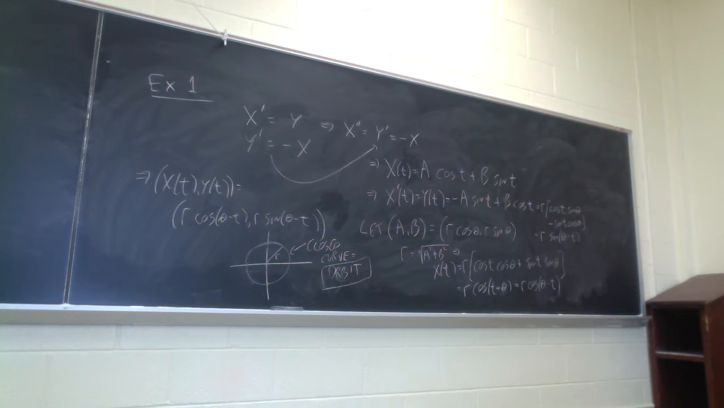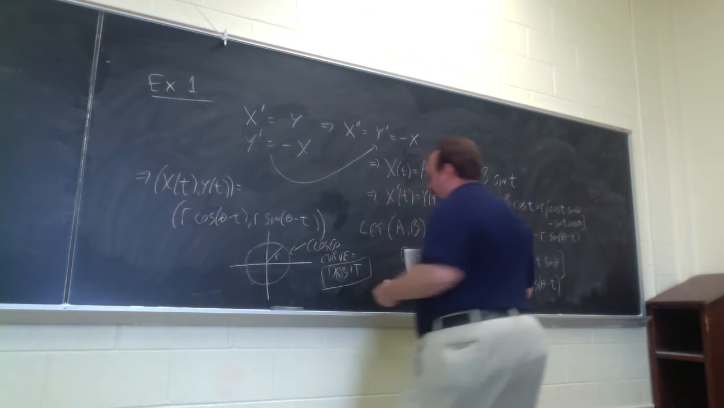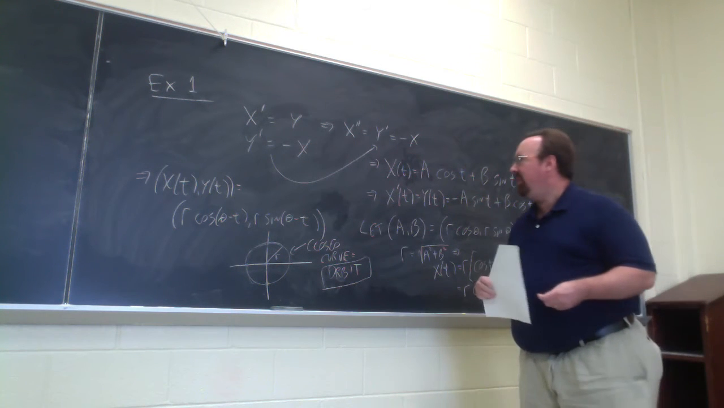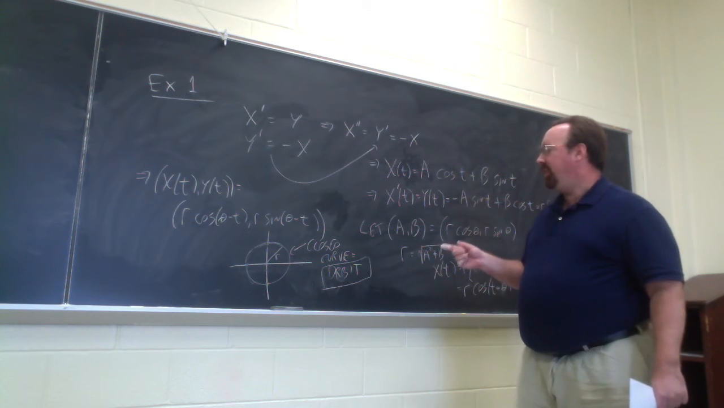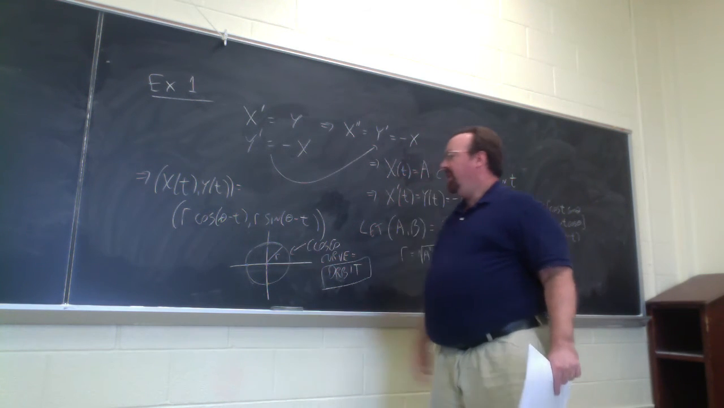Okay, so this is one kind of behavior we can expect to see in certain dynamical systems. We might get this closed curve, we call it an orbit. And in this case, depending on the initial point, we could get an orbit that's a circle of any possible radius.